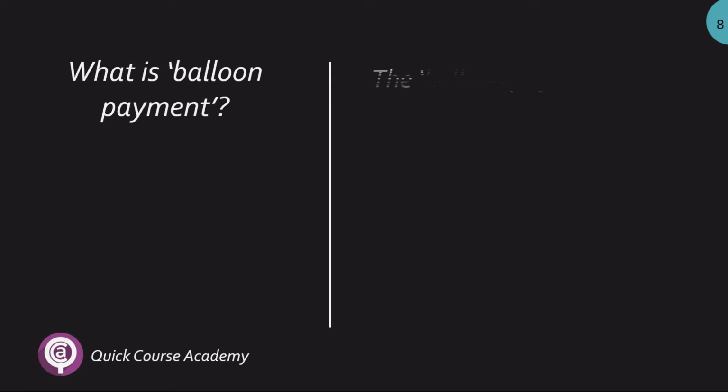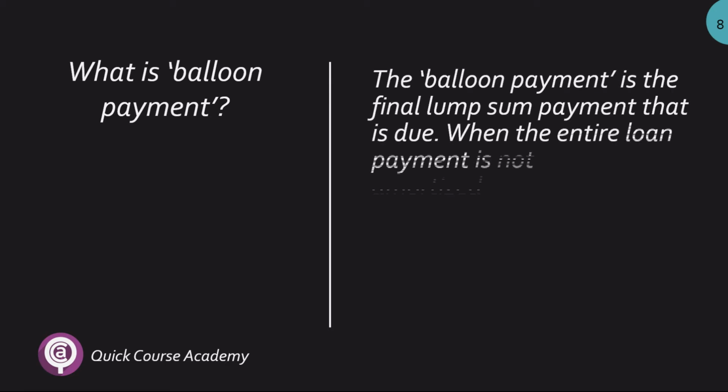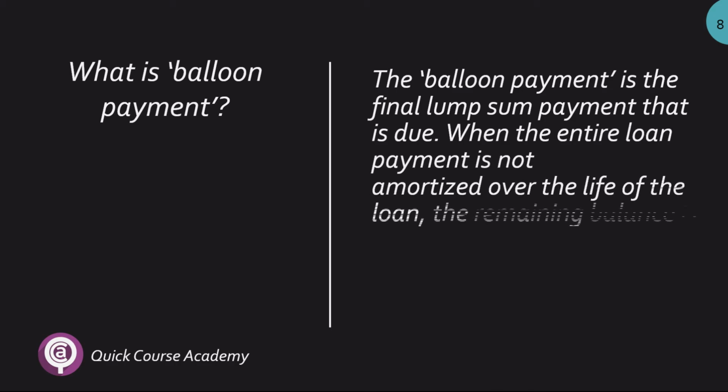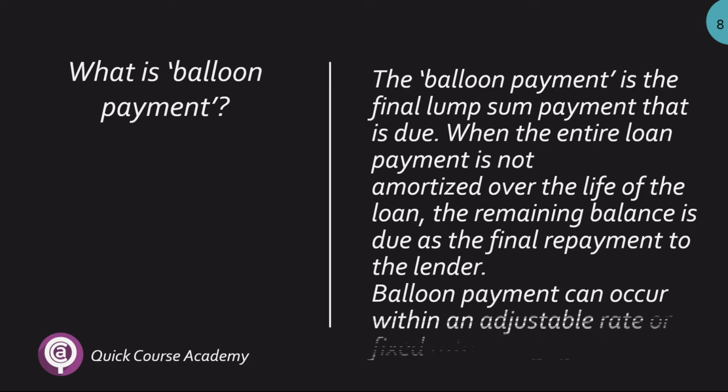What is a balloon payment? The balloon payment is the final lump sum payment that is due when the entire loan payment is not amortized over the life of the loan. The remaining balance is due as the final repayment to the lender. A balloon payment can occur within an adjustable rate or fixed rate mortgage.